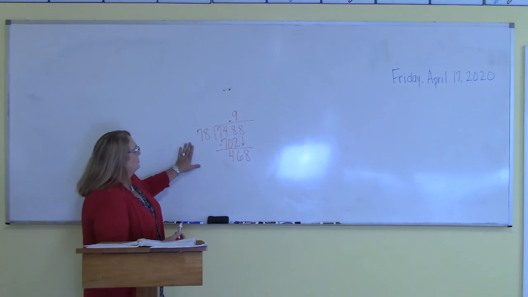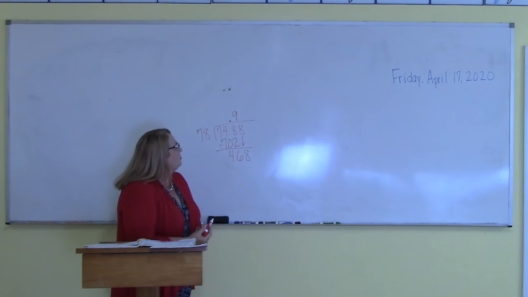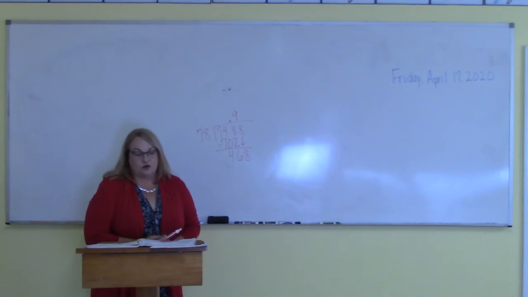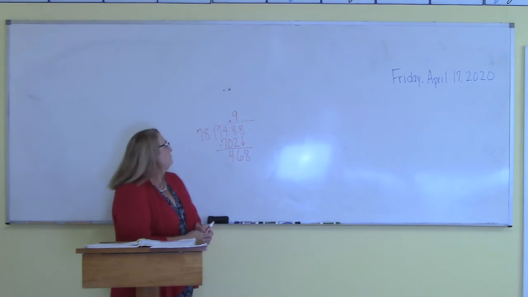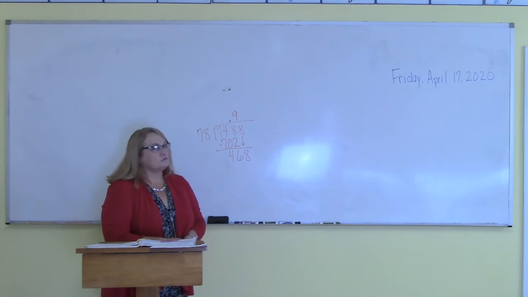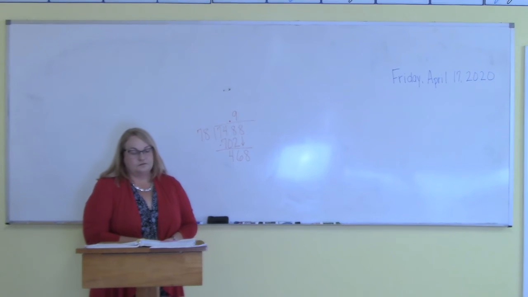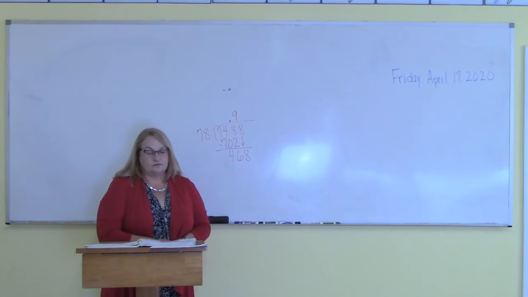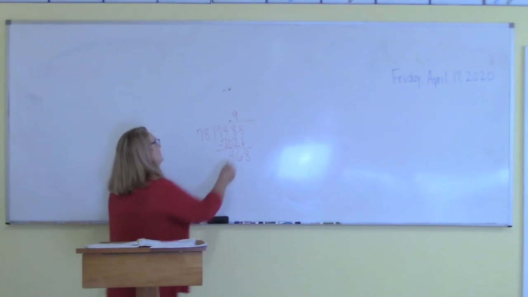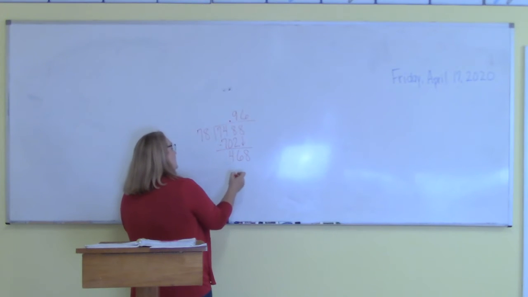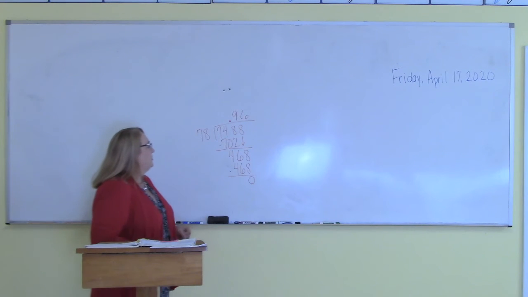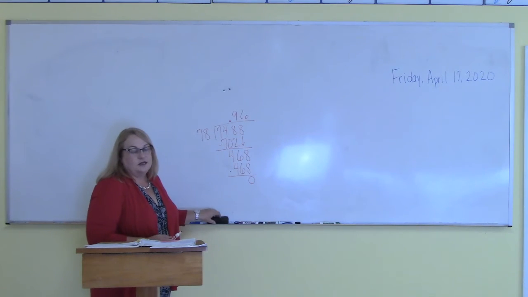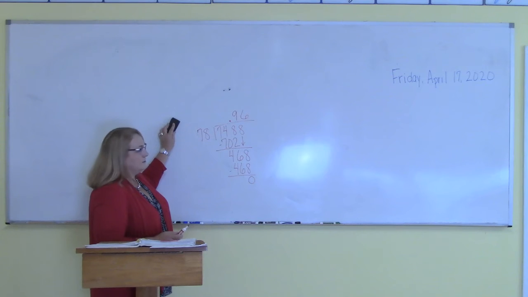Now find the number that you can multiply by 78 that will get you close to or at 468. Good. 6. 6 times 78 is 468. Subtract it out, you're left with 0. So 96 hundredths is your answer, 0.96.